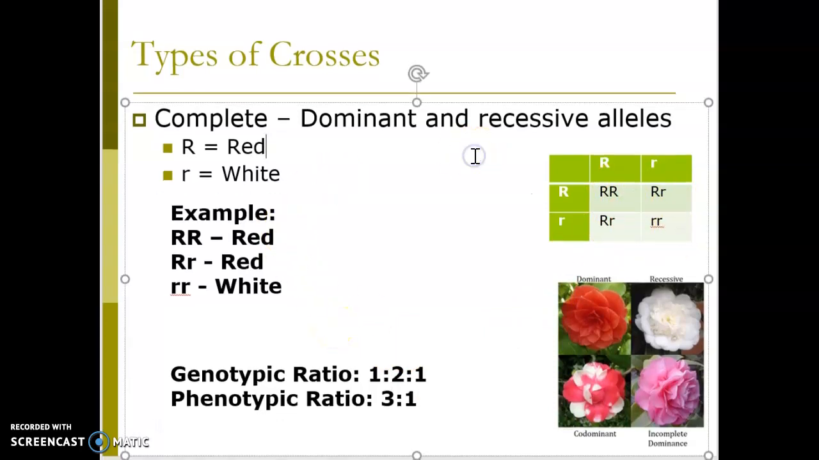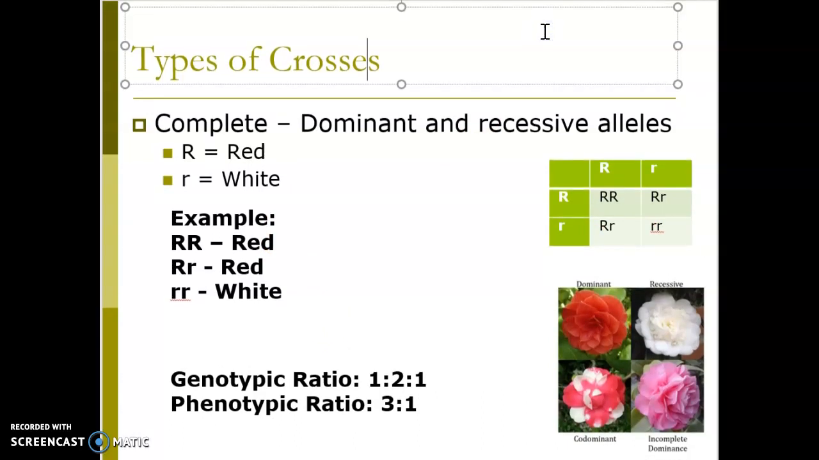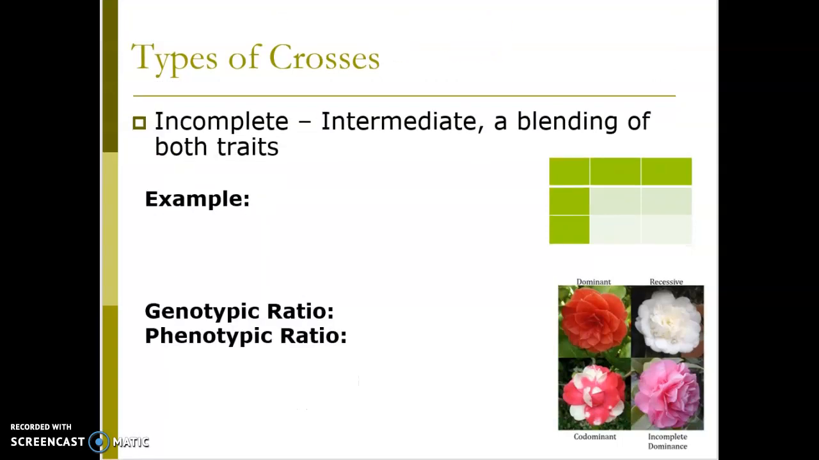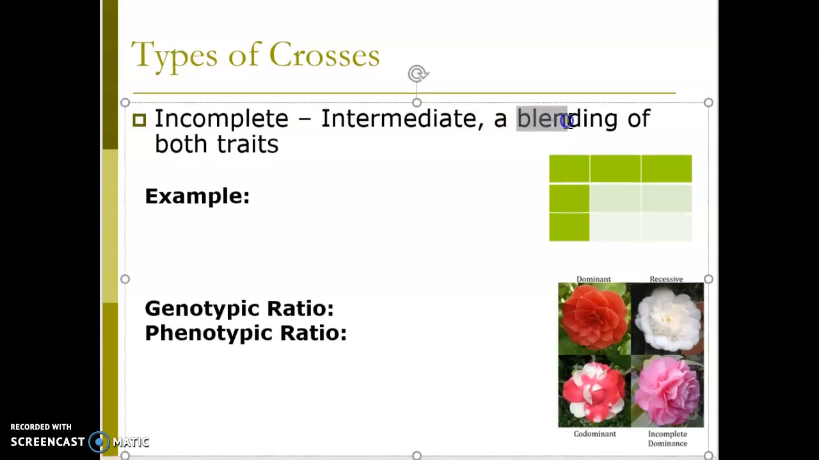So this is what we did last time, and there are many traits that are complete dominance, but there are other ways that traits can be inherited besides complete dominance. And so that's what we're going to be comparing this one to. So let's look at this. When we have incomplete dominance, the dominant allele does not completely cover up the recessive one. And so instead, you get a blending. It is this blending that is key to this one.